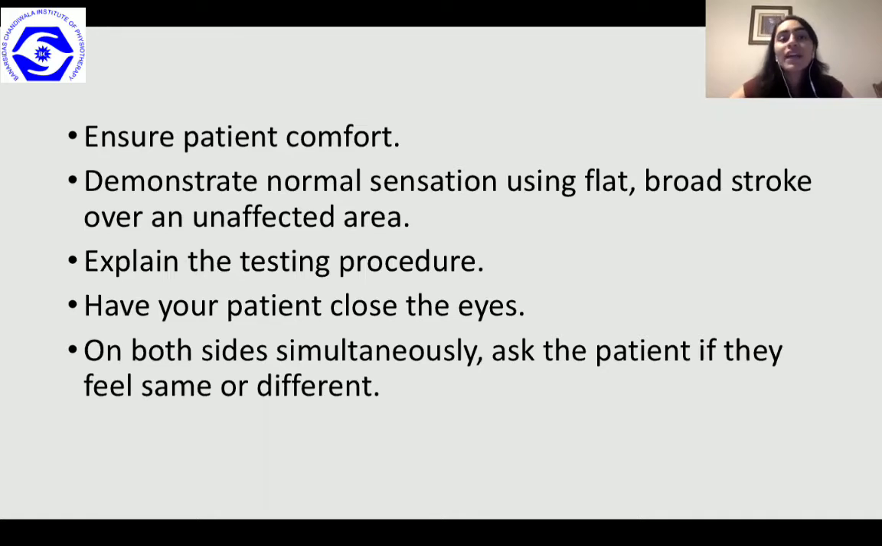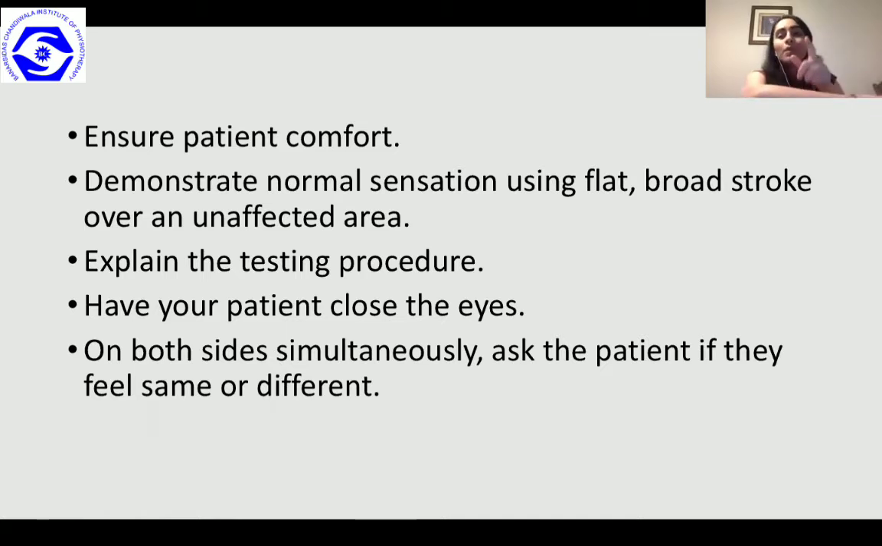So ensure that the patient is comfortable. Demonstrate normal sensation using flat, broad strokes over an unaffected area. So say if the patient complains of pain on the right upper extremity, we can test the normal sensation either on the left upper extremity or in the lower legs, as they do not have any complaint in those regions. So we have to use strokes like this.